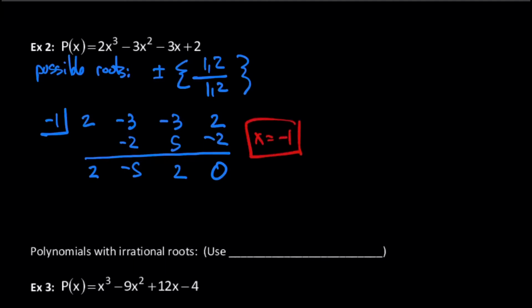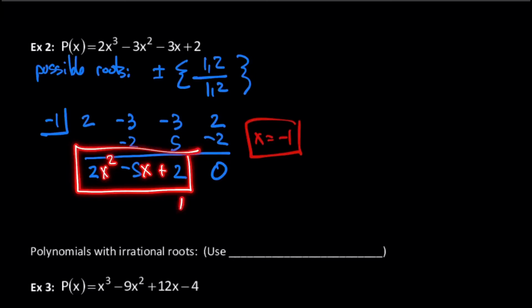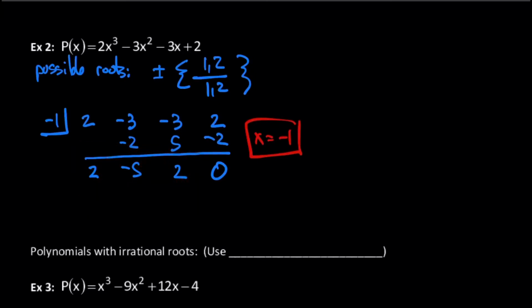Here's my depressed quadratic, right? I start with the cubic, depressed at 1 degree. So I have 2x squared minus 5x plus 2. There it is. That's how you get it. You use these numbers right here. 2x squared minus 5x plus 2 equals 0, and I'm going to factor that.